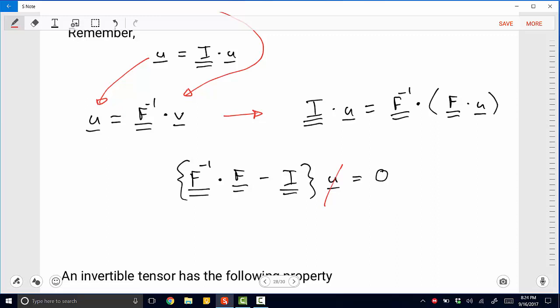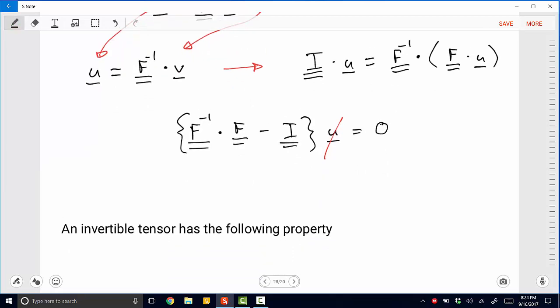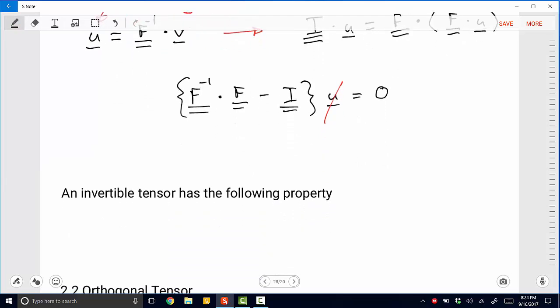If u is not equal to 0, then in order for this function to be true, we must have an invertible tensor. So we can define that an invertible tensor has the following property: that the inversion of that tensor times the dot product of its original form is equal to our identity tensor, which is a great relationship for us. Very great relationship for us.